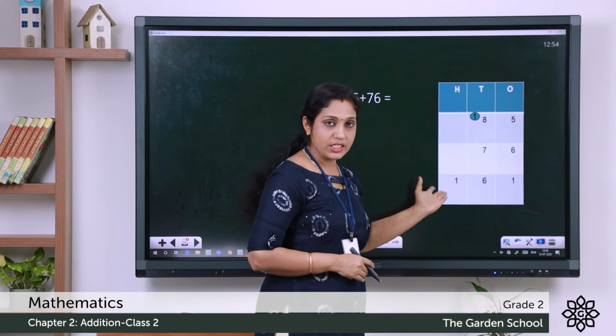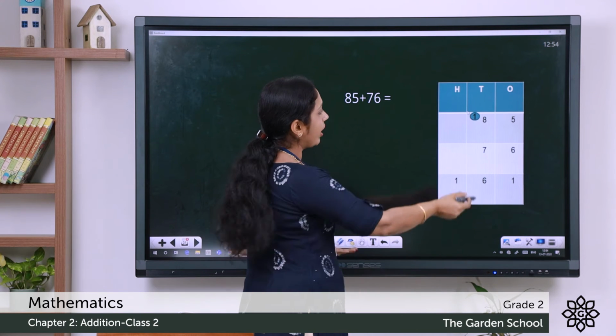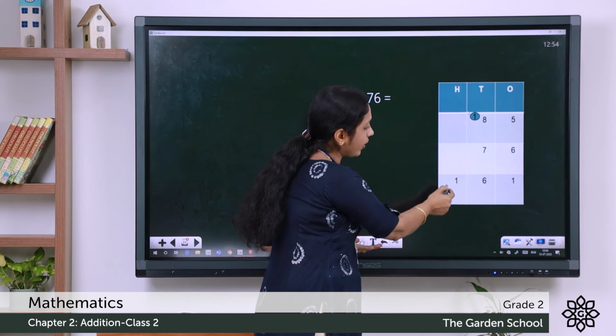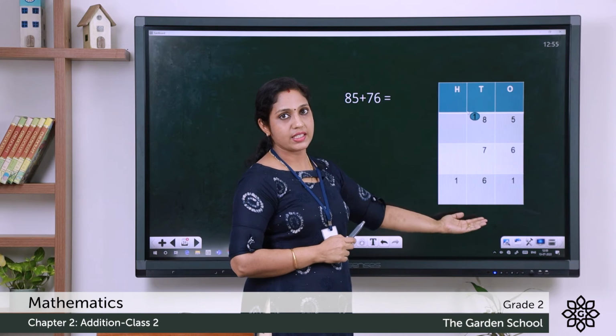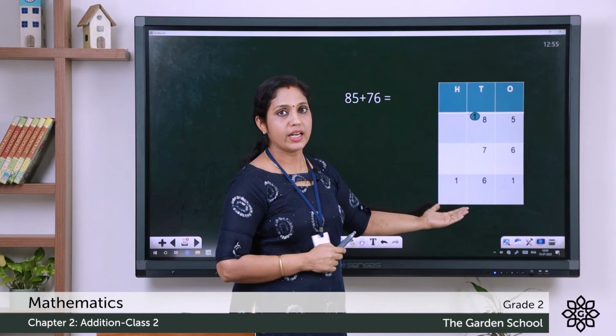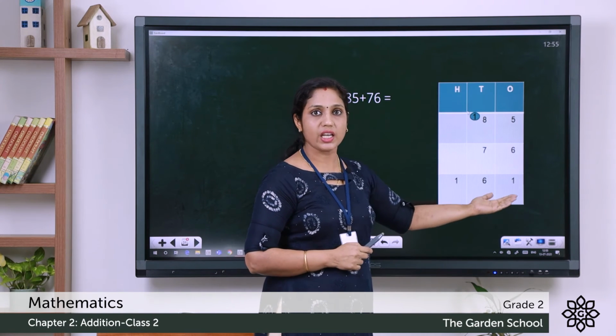So, we got 16 here, but we don't have anything in the hundreds place. So, we are writing the number 16 as such. Now, we have got a 3-digit number and it is 161.